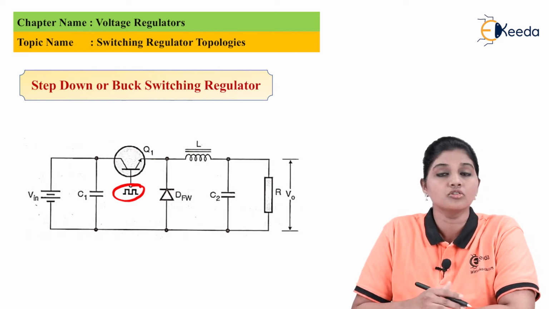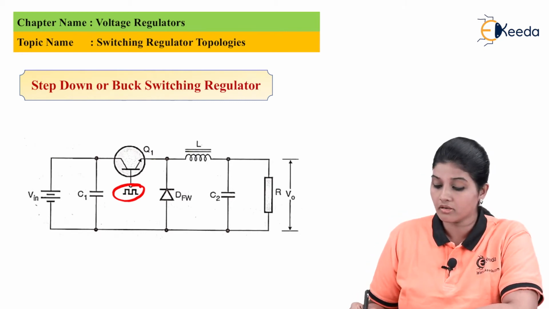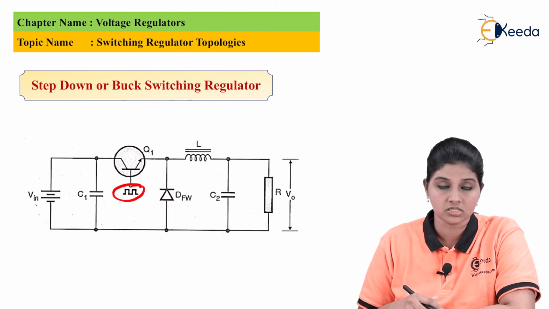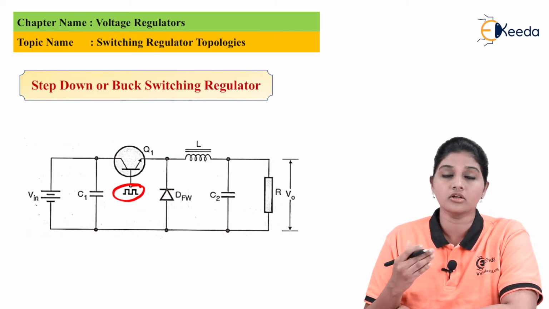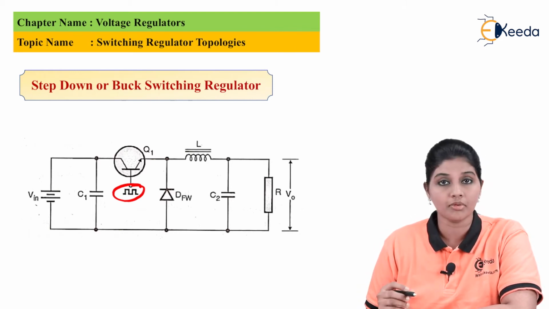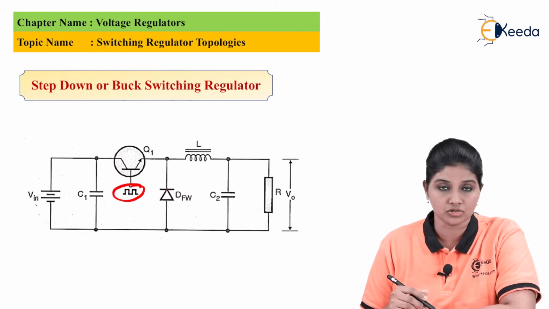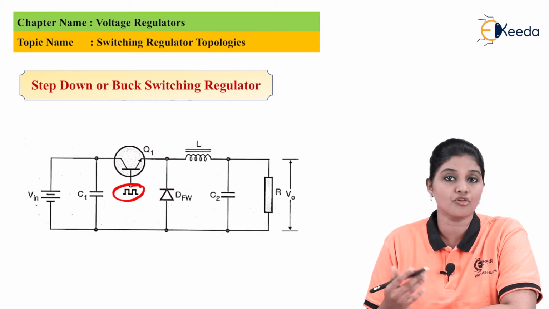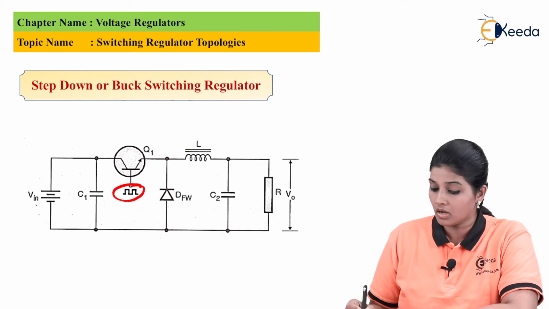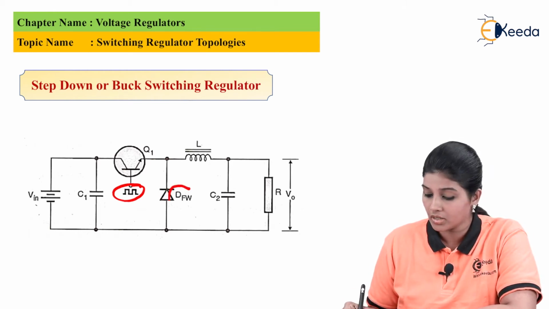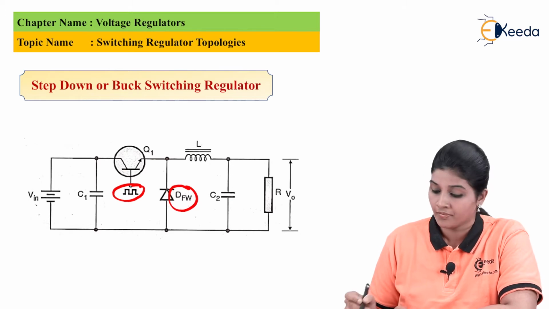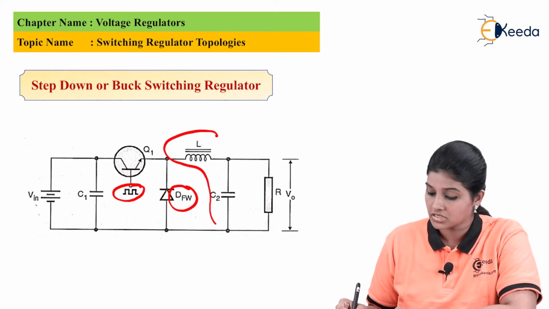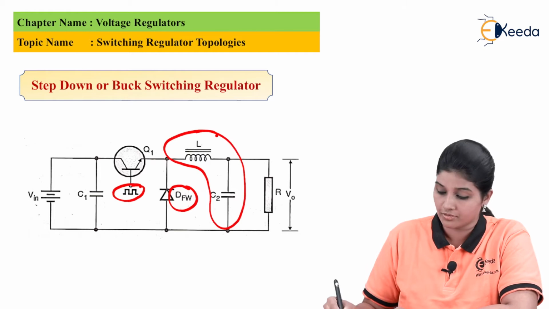Now let's move on to the operation of the circuit. Here transistor Q1 is a power transistor and it gets turned on and turned off by the rectangular pulses applied at the base of transistor Q1. We can use any semiconducting switch here instead of transistor Q1. In the circuit, diode DFW is nothing but the freewheeling diode. The inductor L and capacitor C2 form a low pass filter.